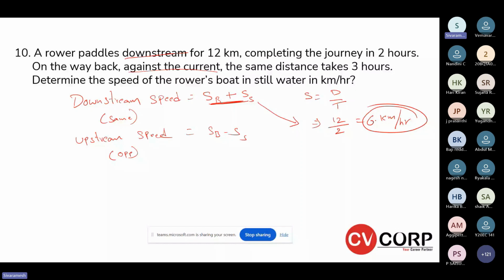When it comes to upstream, the same, speed is equal to distance by time. The same distance is covered in 3 hours. So obviously it is 12 by 3, which is 4 kilometers per hour. So I already said, right, solving this question takes only 10 to 20 seconds, that's it.